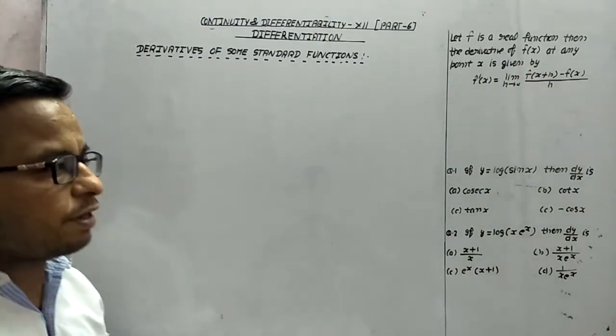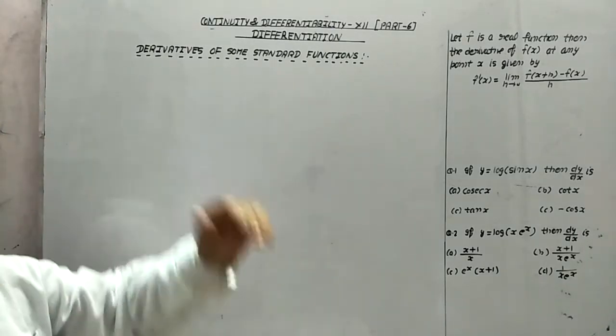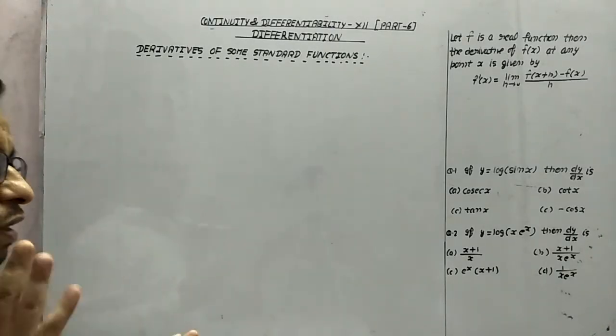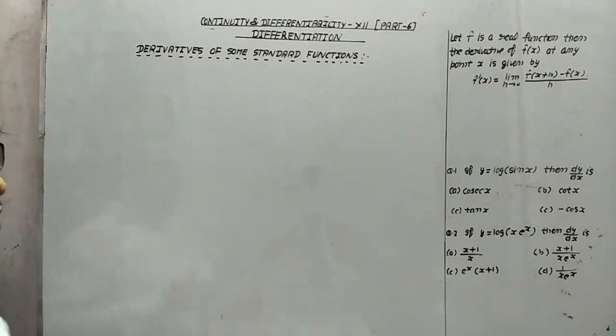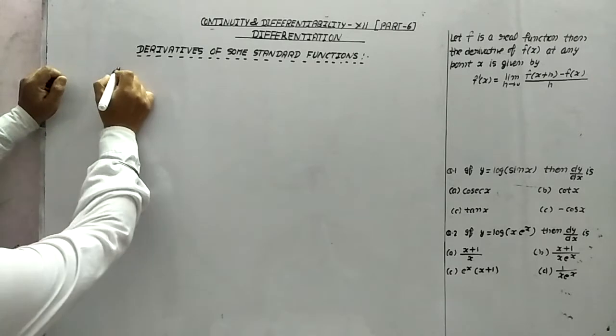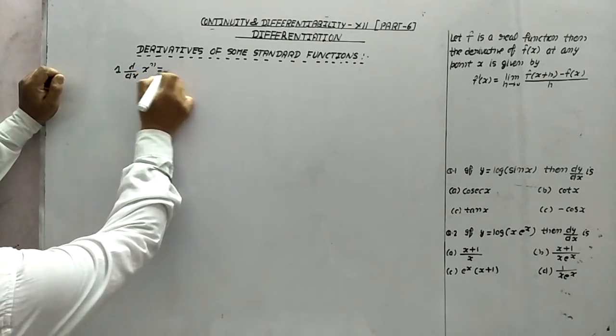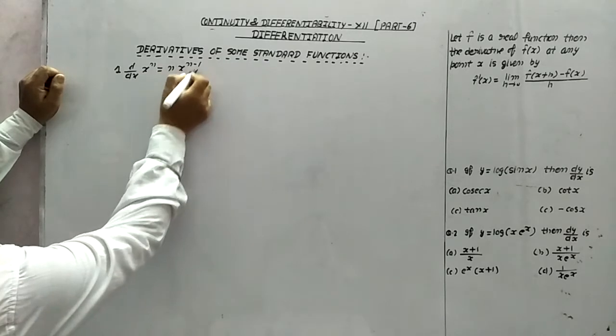But in 12th standard, we have to learn derivatives of some standard functions, but the proof of all these results will be by using the first principle. In 12th class standard, no need to do that one, only you have to revise these relations again and again, like d by dx of x raised to power n. This is always equal to n into x raised to power n minus 1.